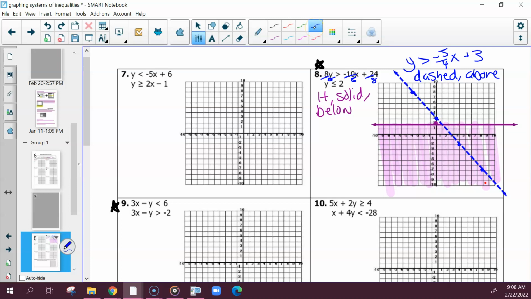So above here would be going up. The area where they overlap would be this area right here. Sometimes these areas are really big, sometimes they're small. It depends.